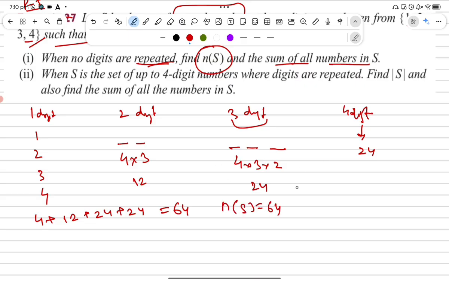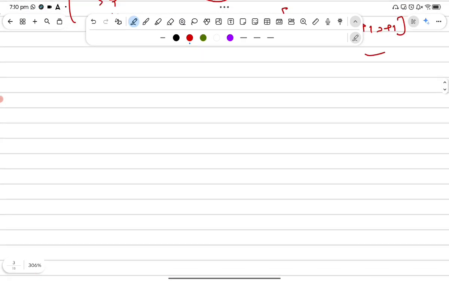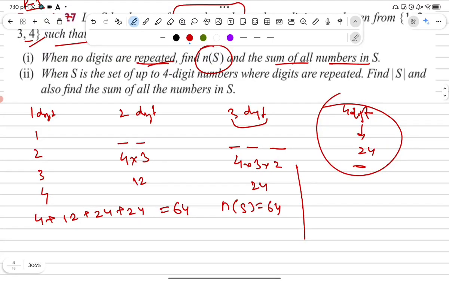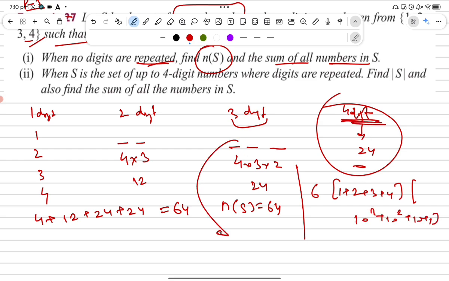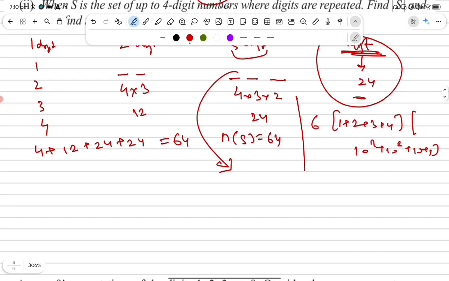Now we are supposed to add these. So first of all, we'll add the one-digit numbers. Let's start from here. From the previous problem, this is what we got. We'll have 6 into 1 plus 2 plus 3 plus 4 into 10 cube plus 10 square plus 10 plus 1 for the 4-digit ones. For this, how many numbers do we have? 24. Once again, we'll divide it by 4. We'll end up with 6 only. And then 1 plus 2 plus 3 plus 4.